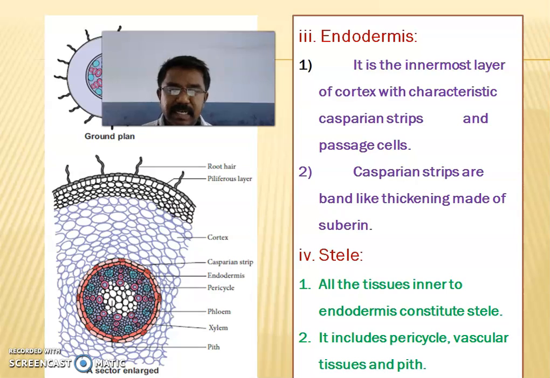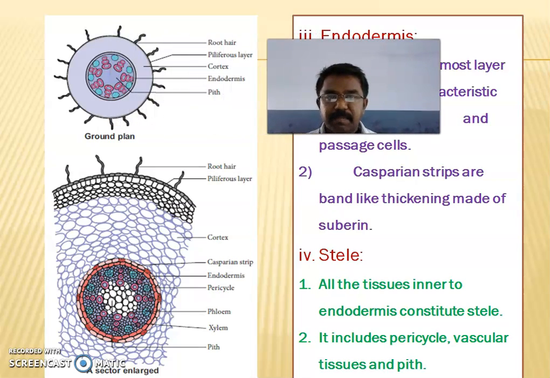Next, stele. All the tissues inner to the endodermis constitute the stele. Already we have discussed the stele. It includes pericycle, vascular tissue and pith.